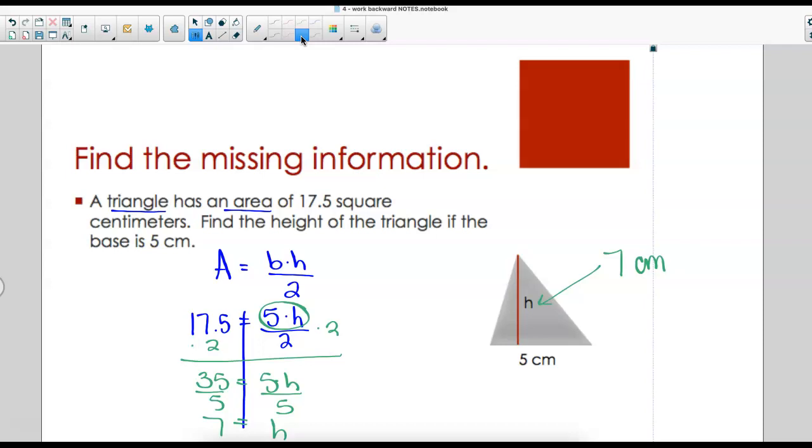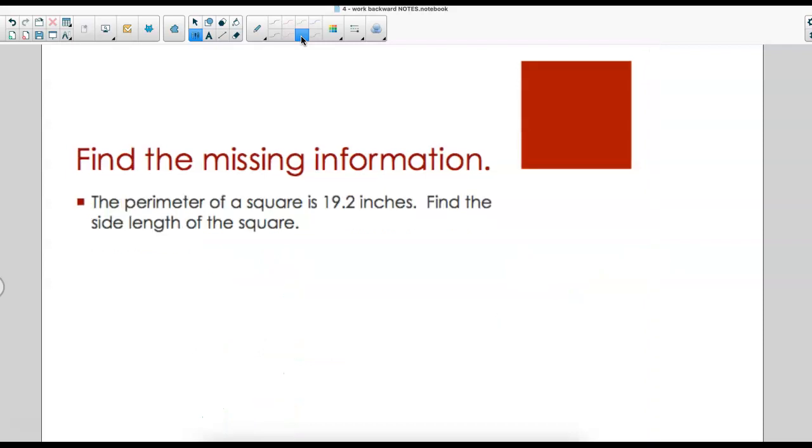Does that make sense to everyone? Are we okay with that? Okay. Let's look at the next one. The perimeter of a square is 19.2 inches. Find the side length of a square. Tell me a little bit about a square. Ellie: It has 4 equal sides. 4 equal sides. So all 4 sides are the same. So if this side is x, what's this side? X, and this side is x, and this side is x.